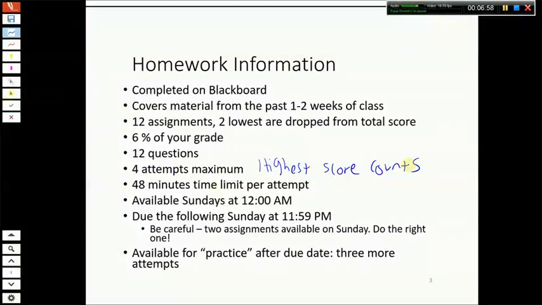So here's the timing of it: Sunday to Sunday. The new homework assignment will open up Sunday at 12 a.m. I think for this first one, it actually opened up this morning at 12 a.m. because this was the beginning of the semester. But typically, a homework assignment will become available Sunday at midnight, and then it will be due the following Sunday at 11:59 p.m. So you essentially have exactly 1 week to do it.